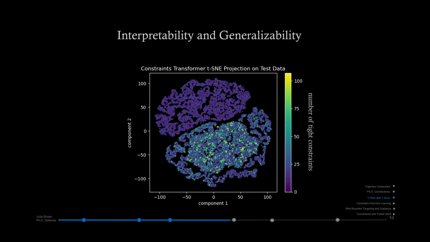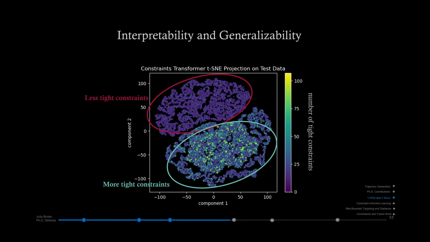So this is what our constraints transformer t-SNE projection looks like. We can see the number of tight constraints, where warmer is a larger total number of tight constraints, and cooler is fewer tight constraints. We see that there are 2 lobes forming. One of them has fewer tight constraints overall, and the other one has more tight constraints, or in general, a larger variation in the total number of active constraints.